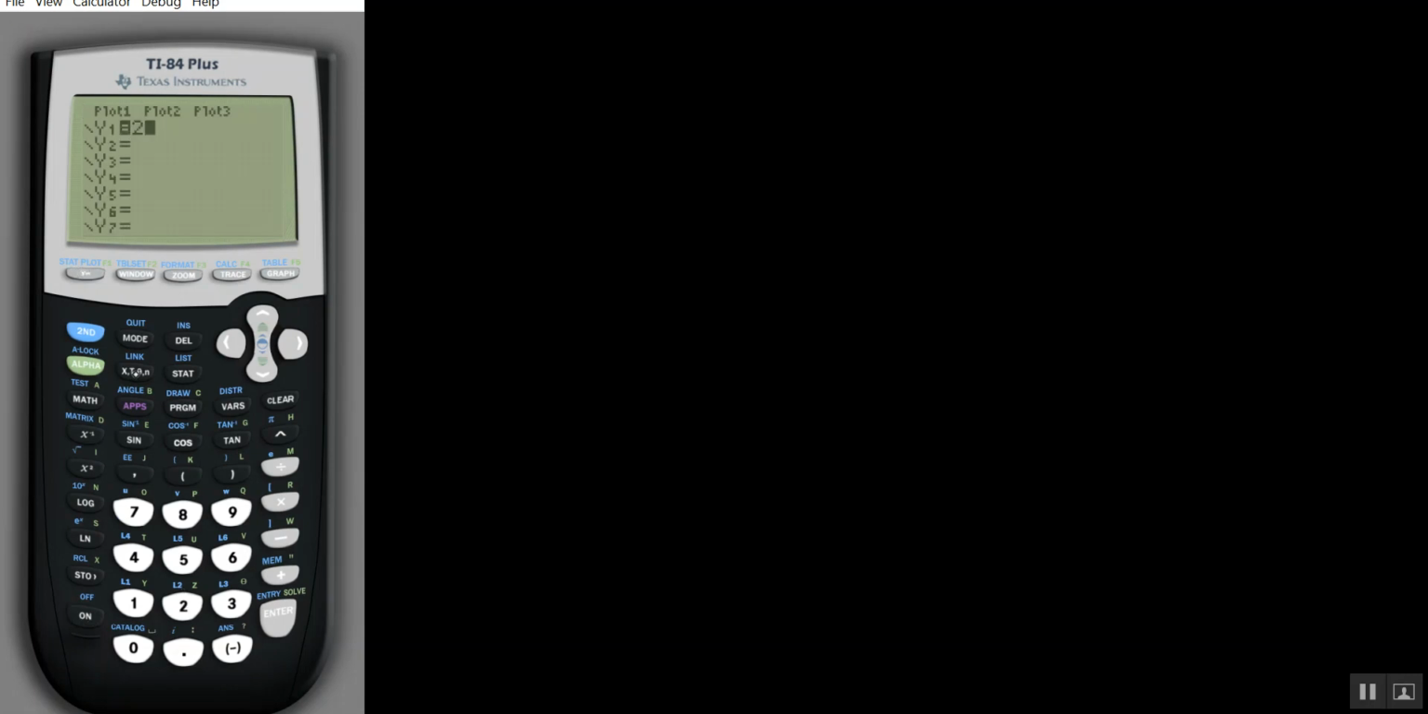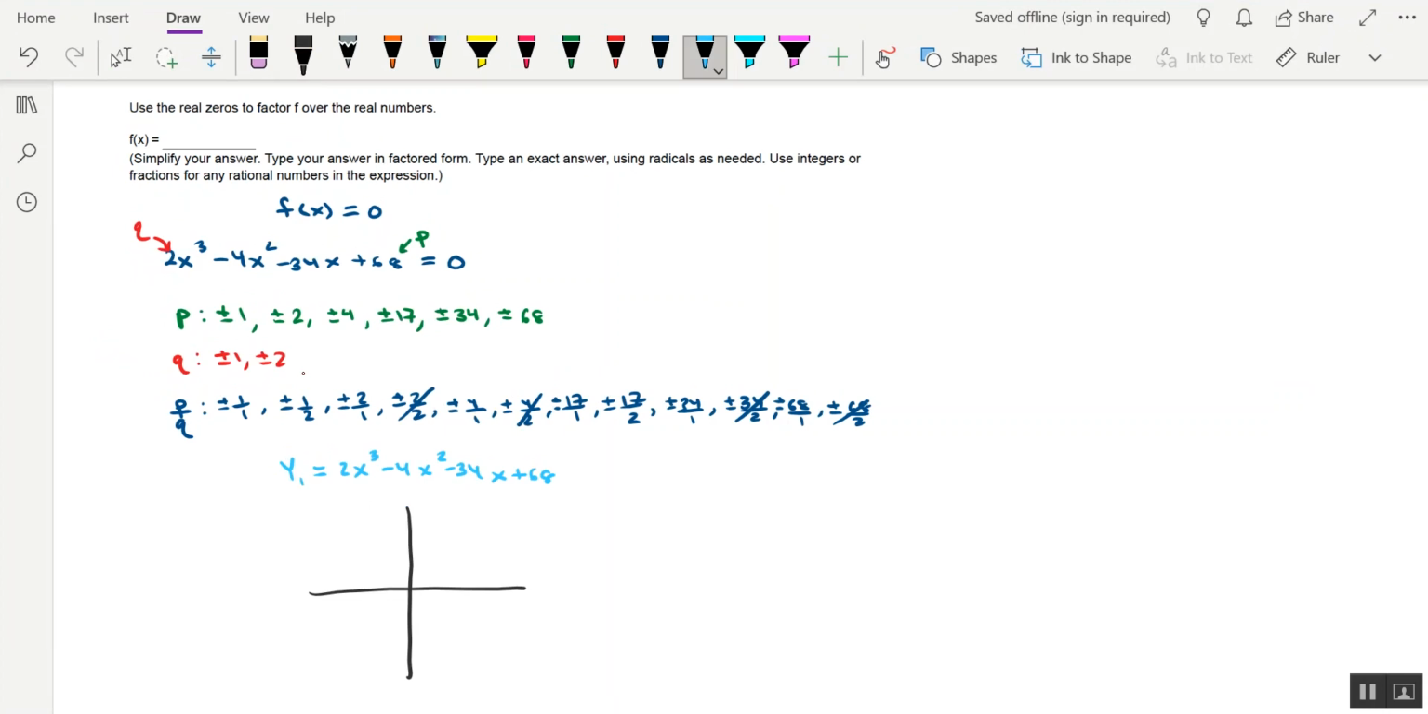So that's 2x cubed minus 4x squared minus 34x plus 68. Then I'm going to hit zoom and select option 6. Now I'm going to sketch that out in my coordinate plane. It went a little something like this. That's the graph of y1.